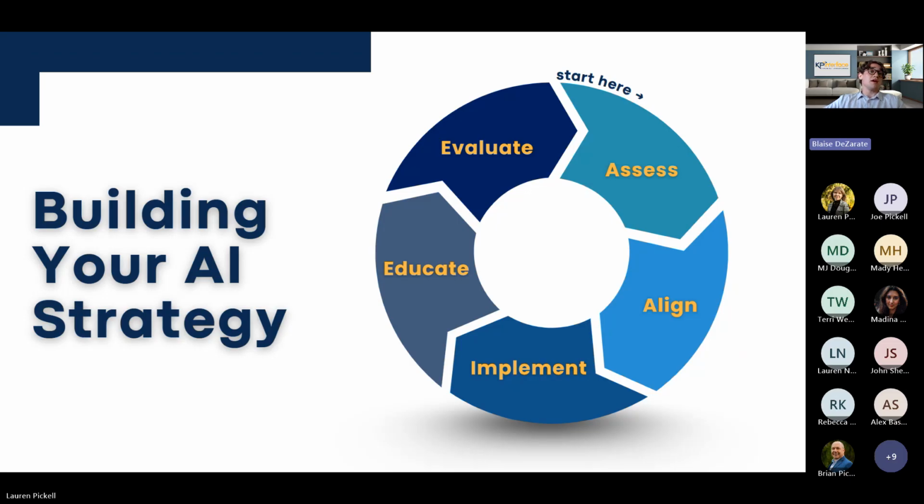From there, you want to align. Match your AI opportunities to your business goals and priorities. Pick the top 2 to 3 scenarios, like speeding up response times or automating expense reviews. These can map directly to cost savings and increased revenue. From there, we will implement.